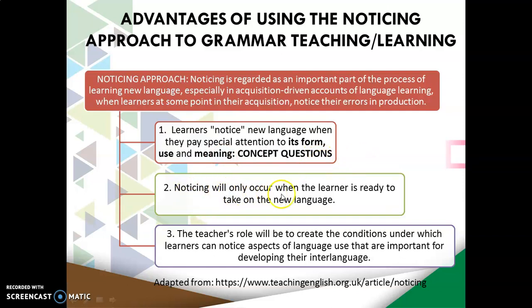Second, noticing will occur when a learner is ready to take on the new language, when the person is ready to understand and to cope with the language. Third, the teacher's role will be to create the conditions under which learners can notice aspects of language use that are important for developing the interlanguage, or the understanding of what we want to teach as a grammar topic, but through an input.